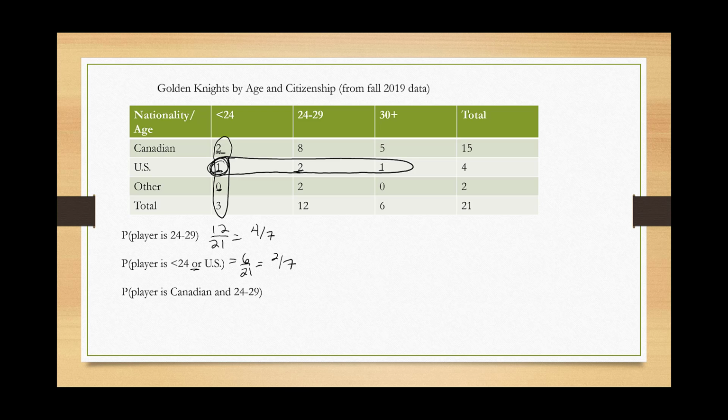Then the next one says the player is Canadian and 24 to 29. So this is really specific. So they're Canadian and they're 24 to 29. This is 8 over 21. So you do want to make sure you slow yourself down, you read it really carefully, pay attention to words like or and not. Those are all really important.